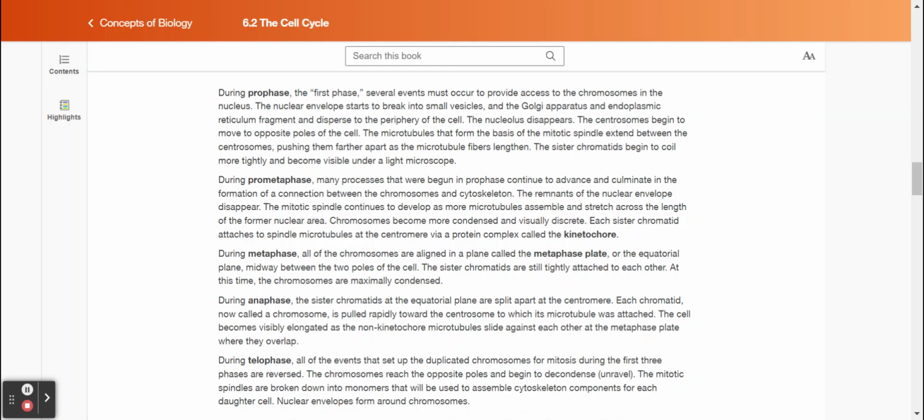During prometaphase, many processes that were begun in prophase continue to advance and culminate in the formation of a connection between the chromosomes and the cytoskeleton. The remnants of the nuclear envelope disappear.